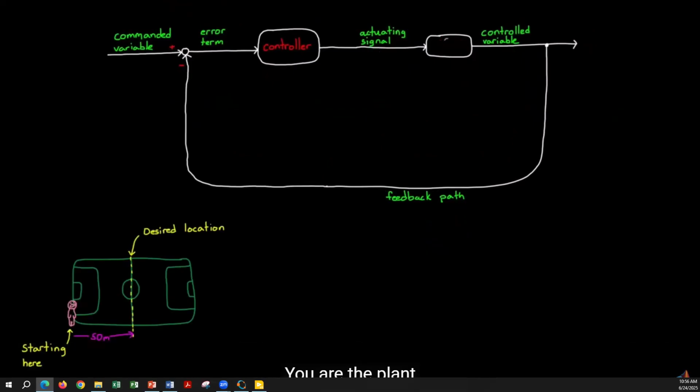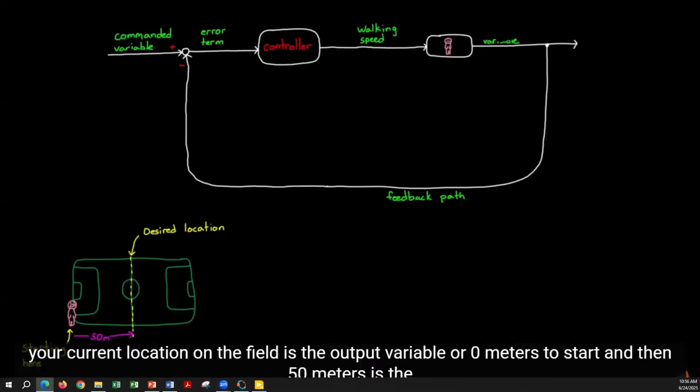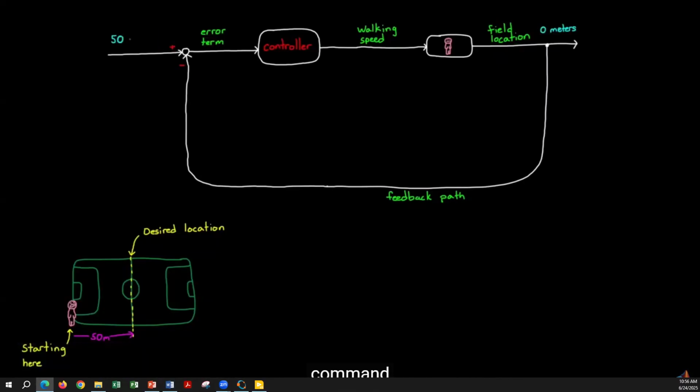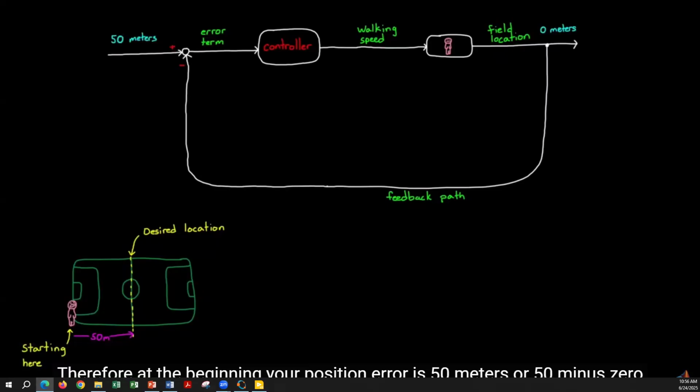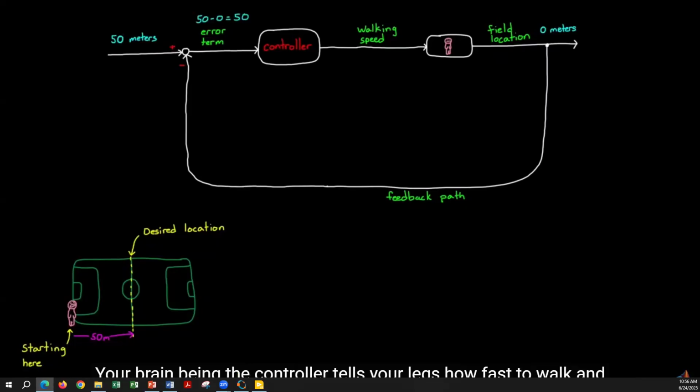In this case, you are the plant. The actuating signal is the speed and the direction that you walk, and your current location on the field is the output variable, or 0 meters to start, and then 50 meters is the command. Therefore, at the beginning, your position error is 50 meters, or 50 minus 0. You still have a ways to go. Your brain, being the controller, tells your legs how fast to walk.